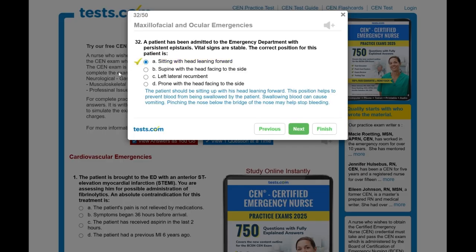A. Sitting with head leaning forward. The patient should be sitting up with his head leaning forward. This position helps to prevent blood from being swallowed by the patient. Swallowing blood can cause vomiting. Pinching the nose below the bridge of the nose may help stop bleeding.